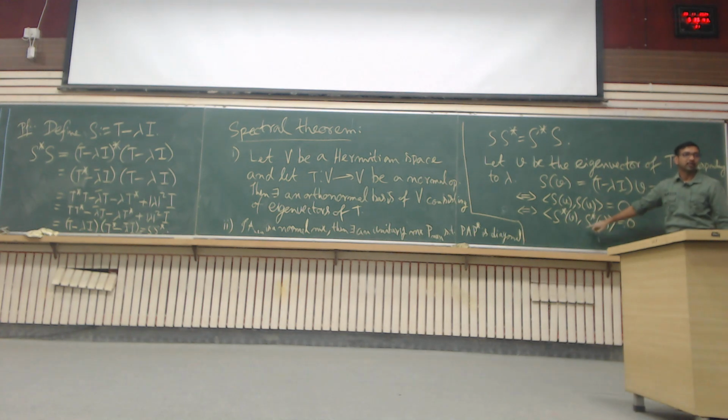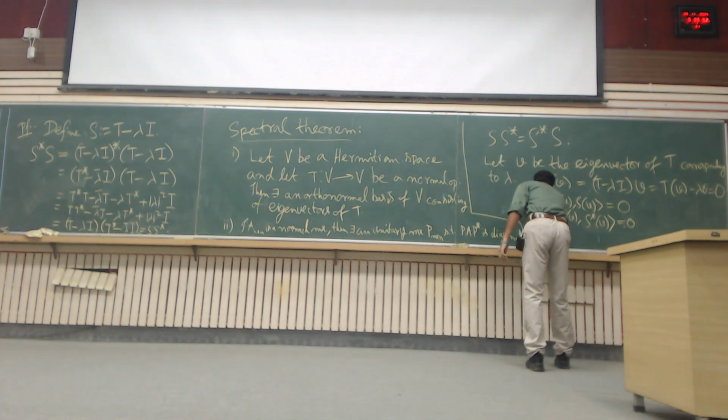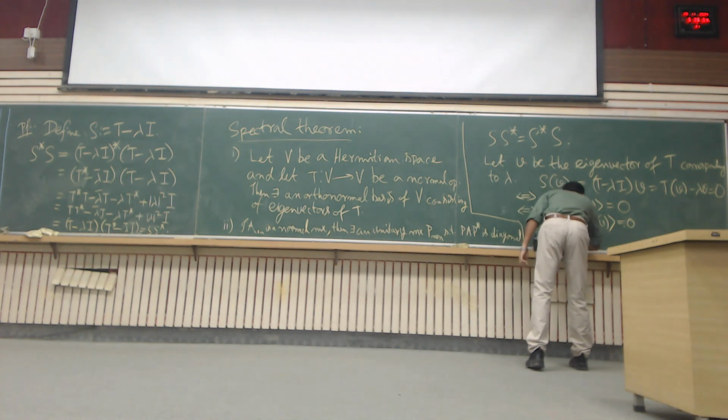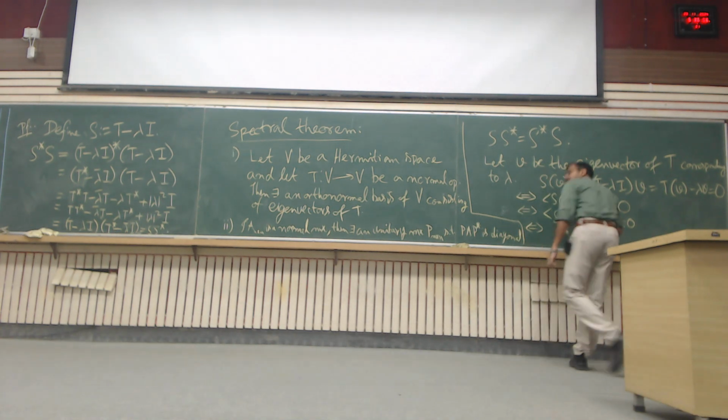Since it's normal, you can take this on this side, so S star, and then you switch that. S S star is equal to S star S. So we'll get this one. And this is if and only if S star V is equal to 0, right?